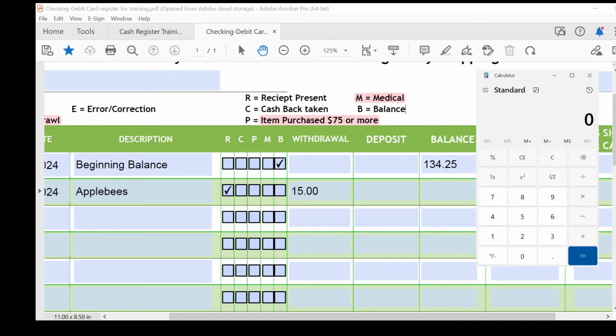So we've got 134.25 minus, withdrawal is a minus, 15. So the new total, the new balance, is 119.25.